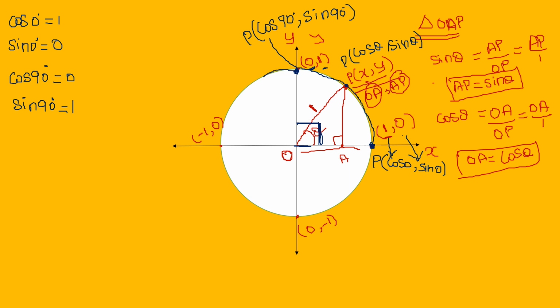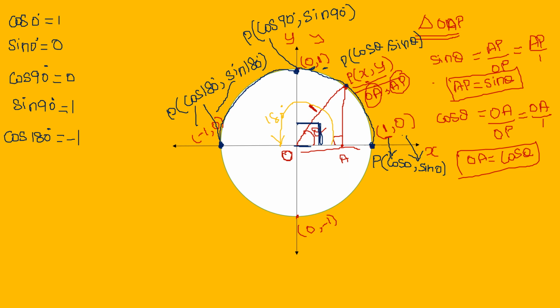Now again this point is moving and at last it reaches over here. So what angle is it making from here till here? It is making 180 degrees, right? So we are going to define the point over here as P of cos 180 degree comma sine 180 degree. So we can compare the value. Cos 180 is minus 1, sine 180 is 0. So that is what we are mentioning here. Cos 180 degree is equal to minus 1, sine 180 degree is equal to 0.